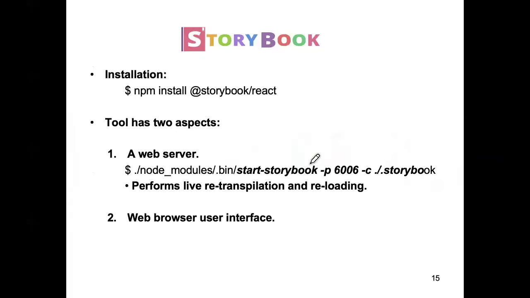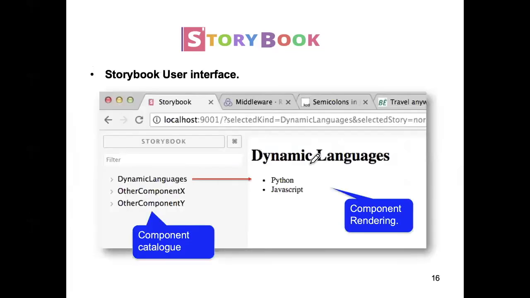As I alluded to, it has two parts. It has a web server that does retranspilation and all of that stuff, but it also comes with its own browser interface, which I'm just calling the Storybook UI. This is what the Storybook UI looks like when you start up the Storybook server. It goes through all of your components, finds all of your components somehow, and displays them.